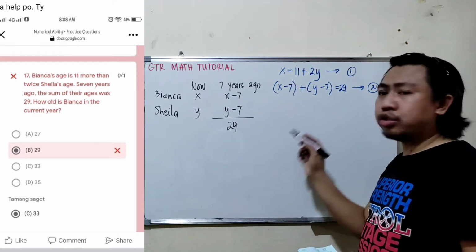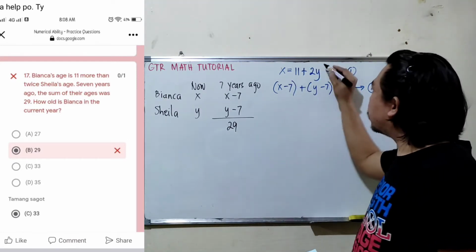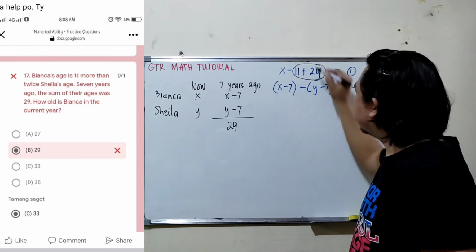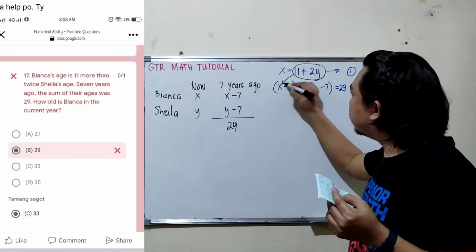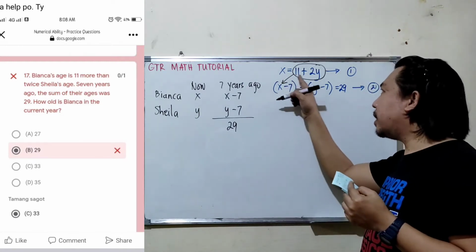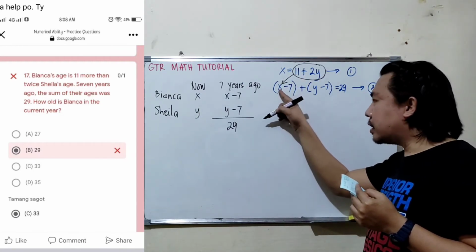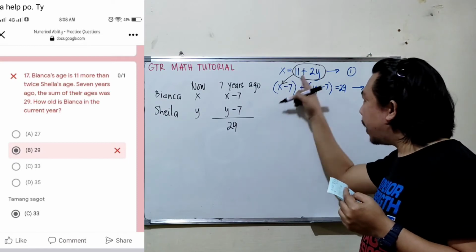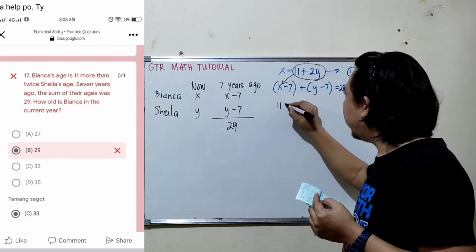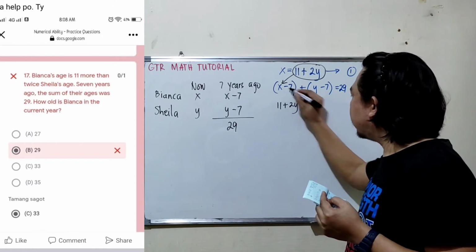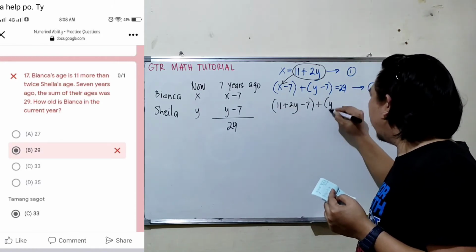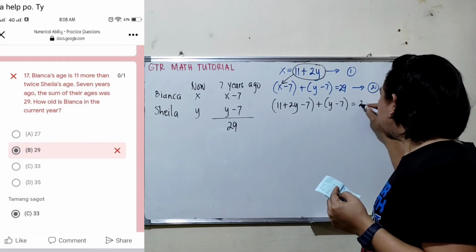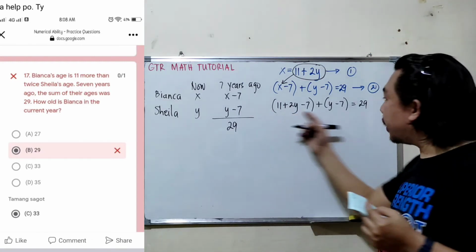So, by substitution lang ito kasi x is equal to 11 plus 2y. Ito daw yung value ng x. Ang value ng x is 11 plus 2y. Ipapalit natin dito. Okay? So, substitute natin sa x. So, palitan natin itong x ng 11 plus 2y. So, we have 11 plus 2y. Then, just copy yung minus 7. Lagyan natin ng parenthesis para malinaw. Y minus 7 equals 29. Okay, so ito na yung working equation natin.